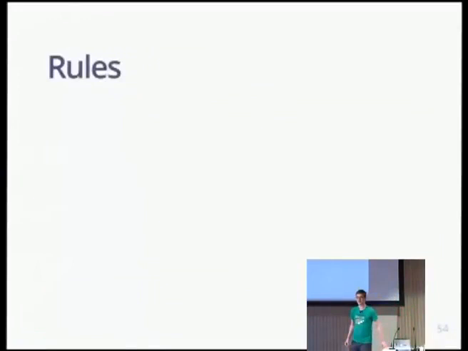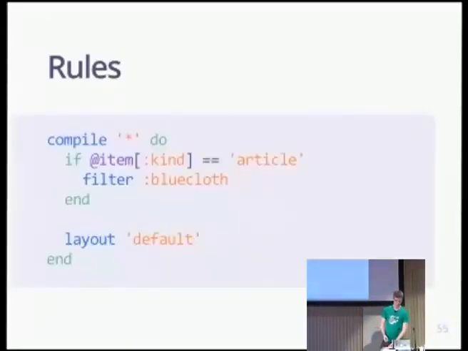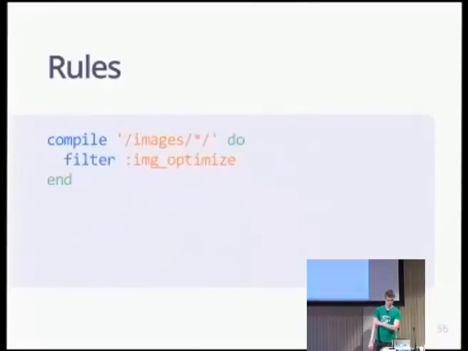So now you have these filters. How do you tell Nanoc when to use them? That's defined using rules. So here you match on everything. So for all items, if the item kind equals article, then you use the BlueCloth filter, which is a Markdown implementation, followed by the default layout. You can also process binary items. So here I say run image optimize filter. That's not a built-in filter, but you could say maybe PNGCrush or something.